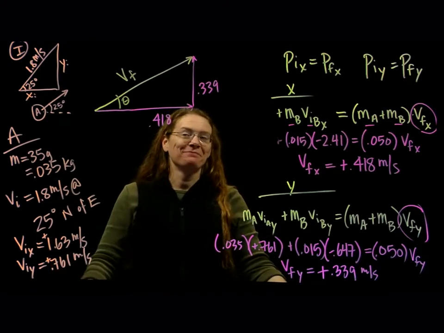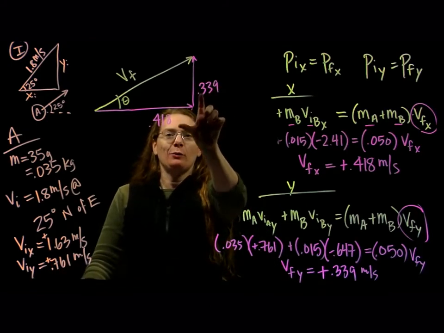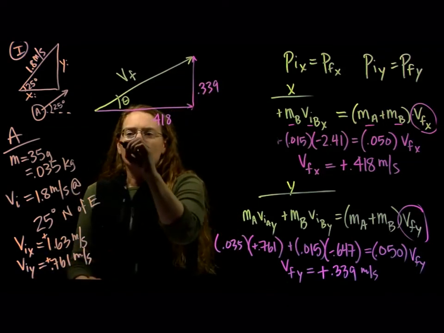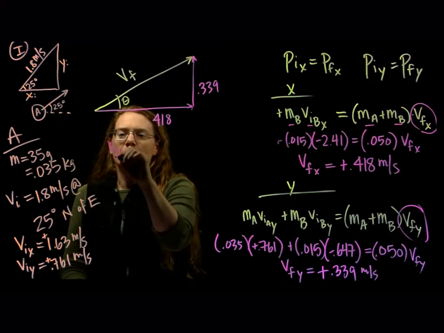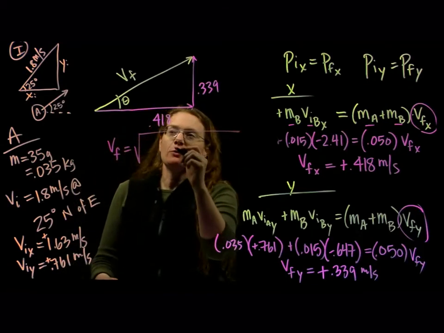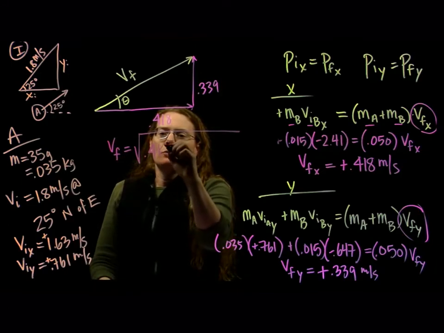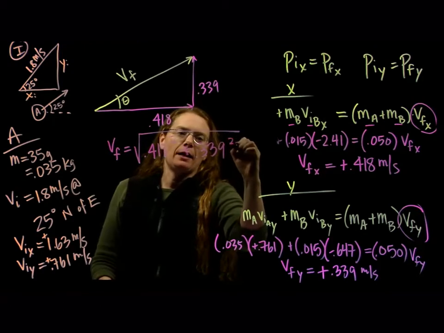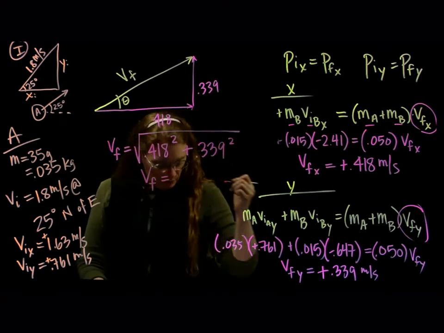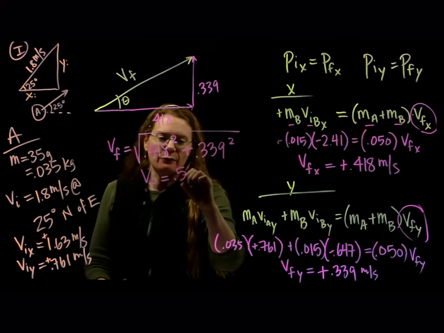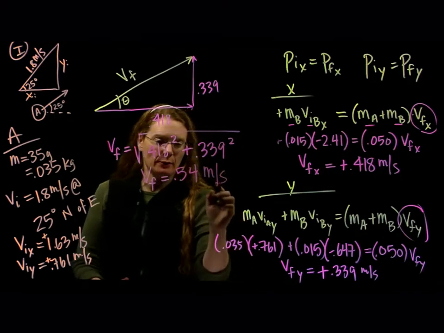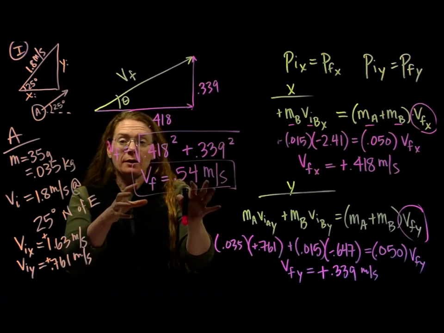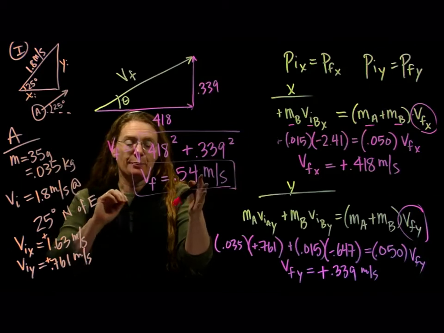How do we do it? We know two sides of the triangle. We can figure out the hypotenuse and the angle. We will get that from the Pythagorean theorem. So V final, a squared plus b squared equals c squared. Square root of 0.418 squared plus 0.339 squared. We get 0.54. This is my final answer, so now at this point I can round that down. So our speed is about 0.5 meter per second, but that's just our speed.